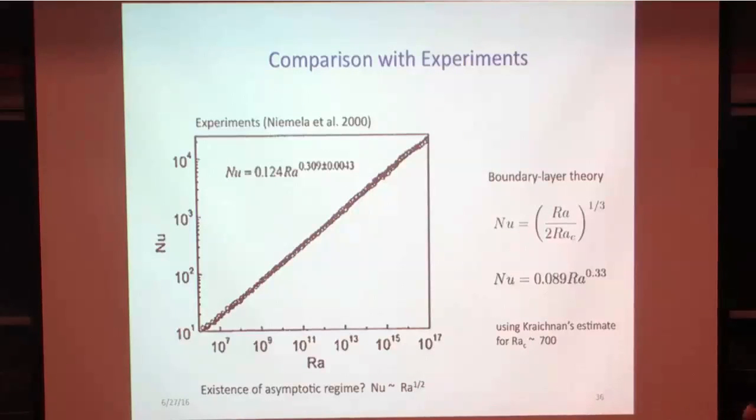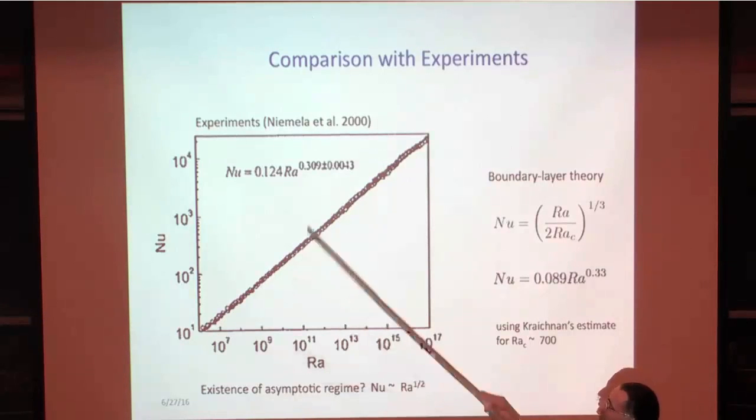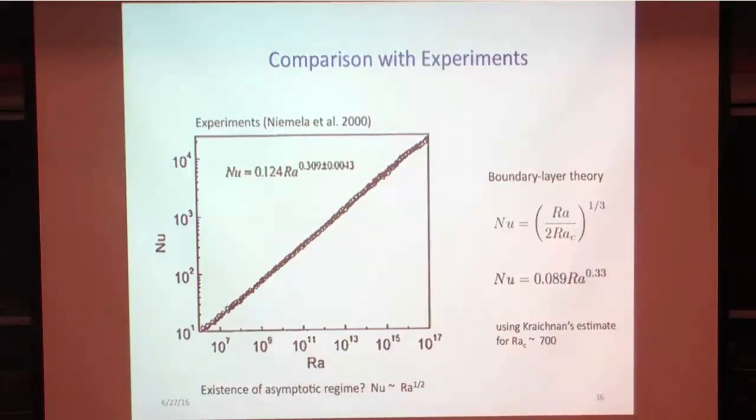Okay. On the left is a plot of Nusselt number as a function of Rayleigh number based on experiments done in liquid helium at the University of Oregon. That's about 11 orders of magnitude. There's a best fit to that data. And what's the exponent? It's 0.309. Is that 1/3? Like the theory?